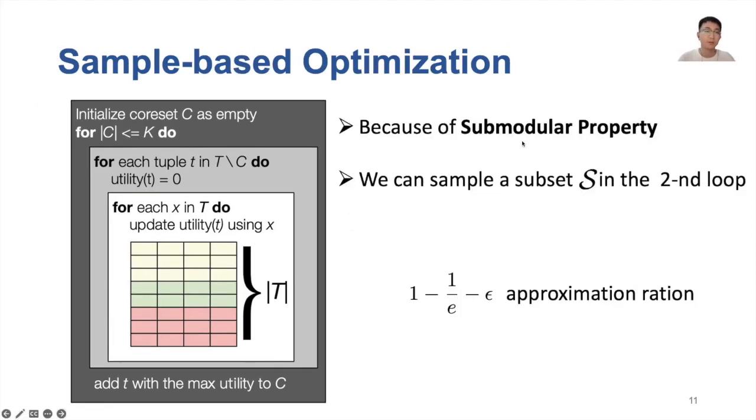Apparently, the solution with 3 loops is rather time-consuming. Fortunately, coresets satisfy the submodular property. Based on this property, an efficient method can accelerate the second for loop that uniformly samples the tuple set S and selects the best one from sampled ones. With sampling, it still holds a relatively good approximation ratio.